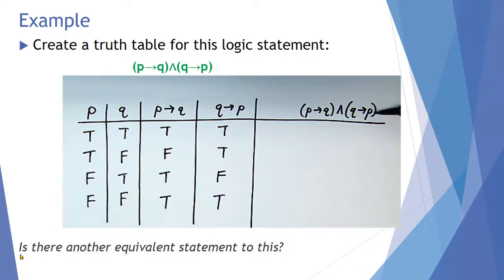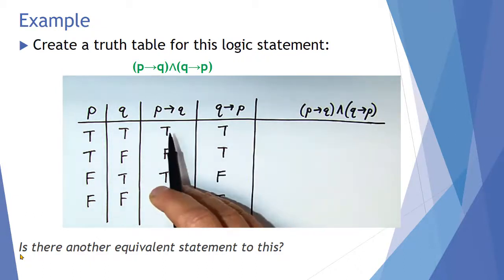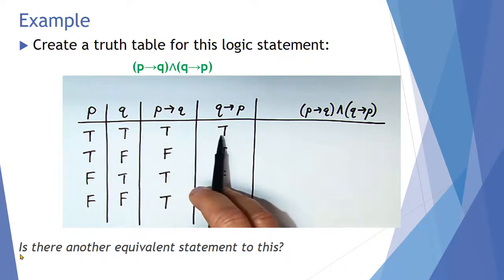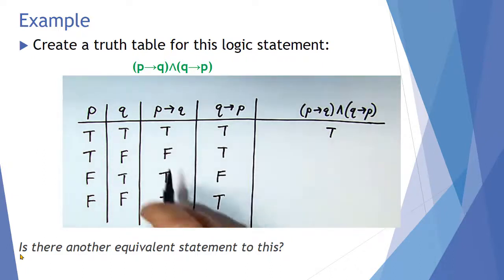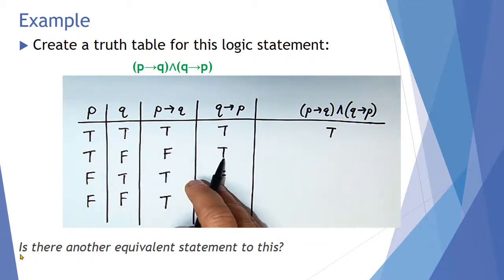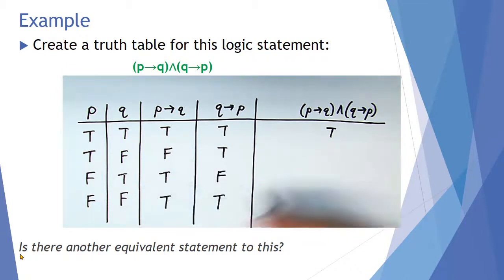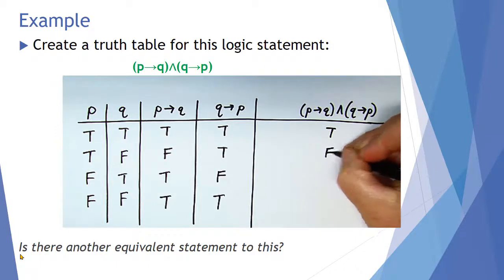Now we want to make a column for the conjunction P implies Q and Q implies P. In other words, they both have to be true in order to get a true result in this column. So here we go. We're comparing P implies Q and Q implies P. Both are true. That means the conjunction is true. Here, only one of us is true. The other one is not. And so that one's going to be false.